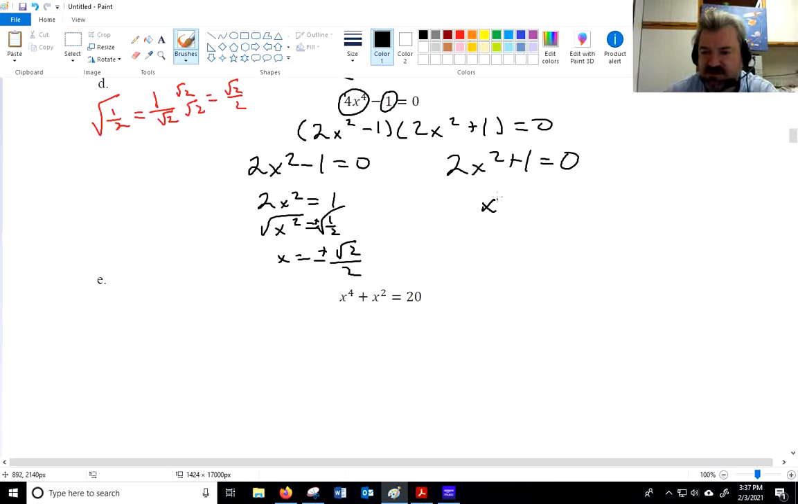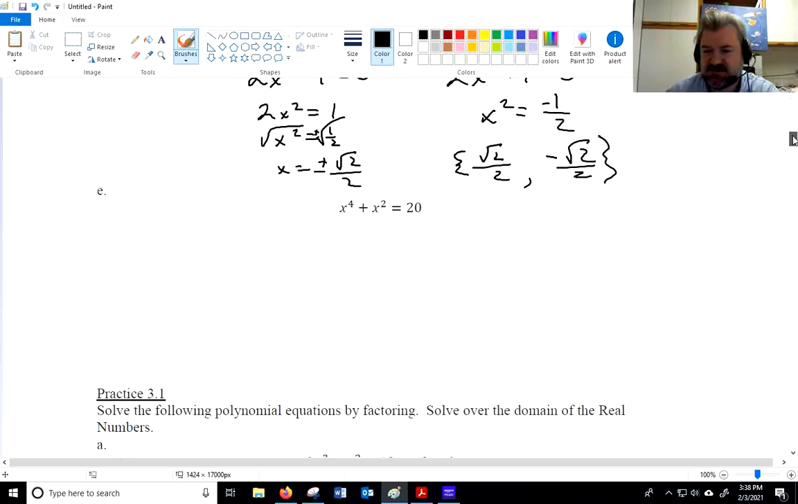Over on this side here, after doing some algebra, we're going to end up with negative 1/2. The square root of a negative number is non-real. So our only solutions are the square root of 2 over 2 and negative the square root of 2 over 2. All right, let's do x to the 4th plus x to the 2nd equals 20.